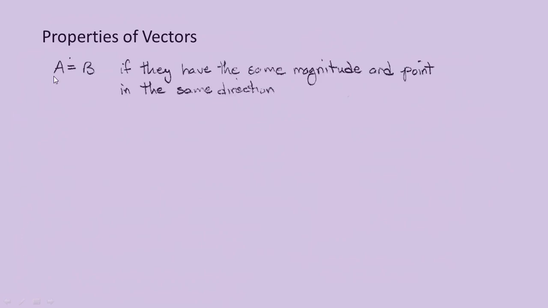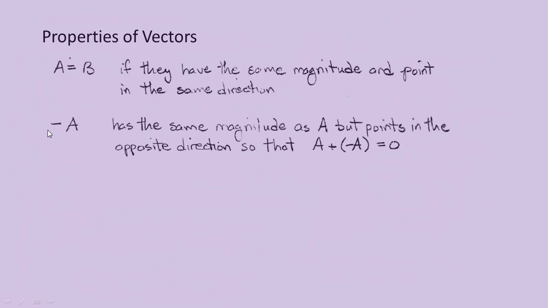Let's look at some important properties of the vectors. Vector A is equal to vector B if they have the same magnitude and point in the same direction. Negative A has the same magnitude as A, but points in the opposite direction, so that A plus negative A equals 0. A plus B is equal to B plus A. The order in which you add the vectors doesn't matter.